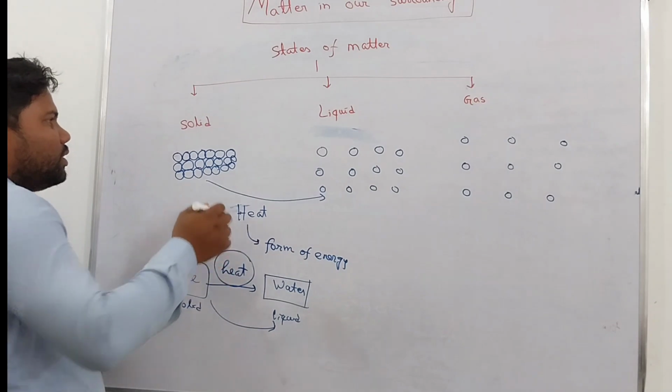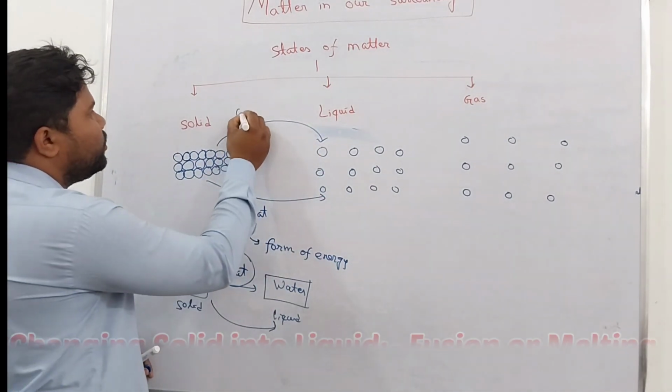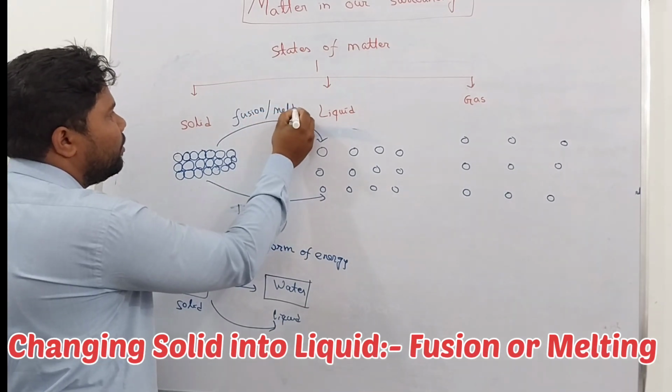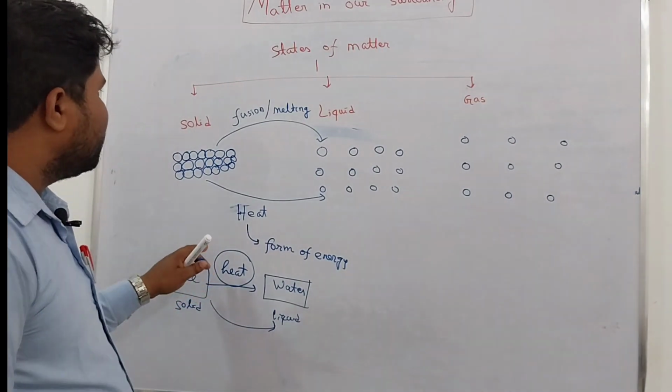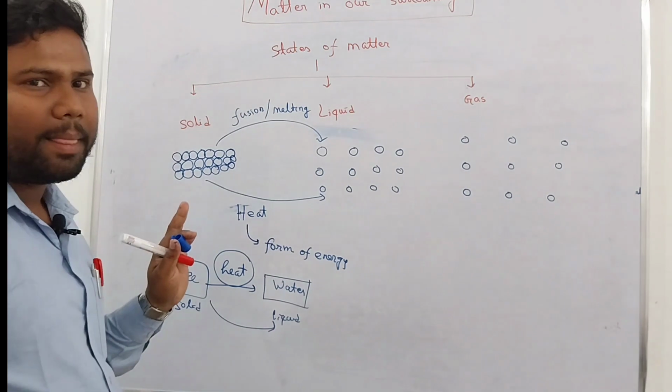This process, changing from solid to liquid, is called fusion. This process is called fusion or melting. Now tell me, what is the name of this process? To change from solid to liquid, that is fusion or melting.